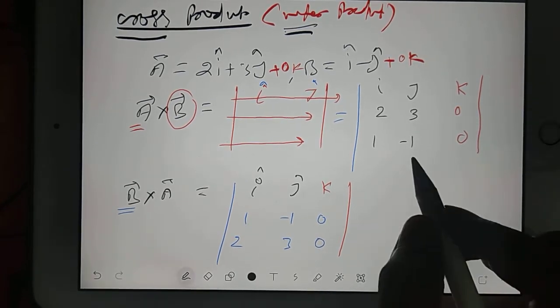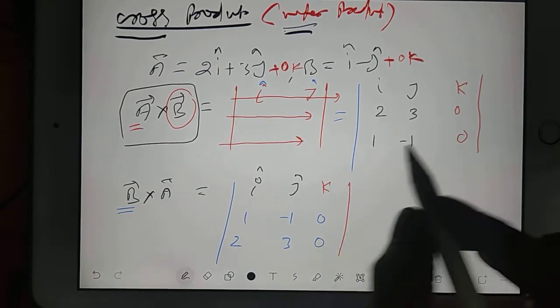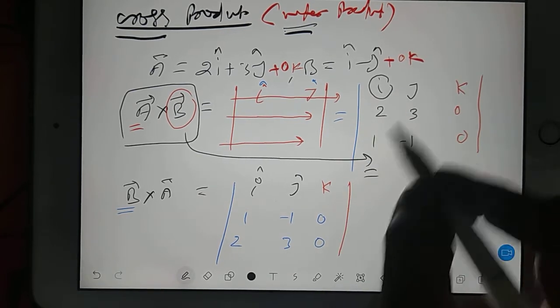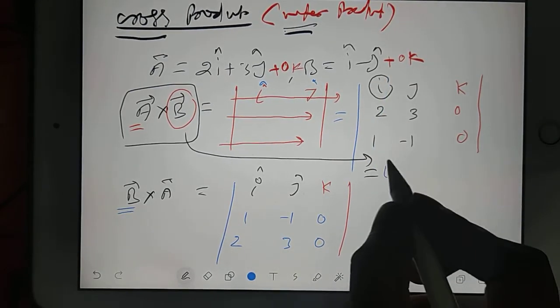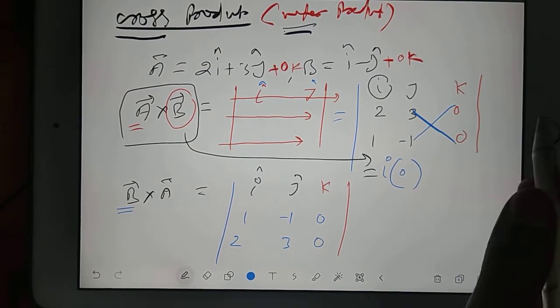That determinant will be the value of A cross B. How will you find the determinant? I am using A cross B and I am using this one. So I am choosing i. If you choose i, then leave this row and column. So i will come there, and it will be 0, correct? Because both will be 0.